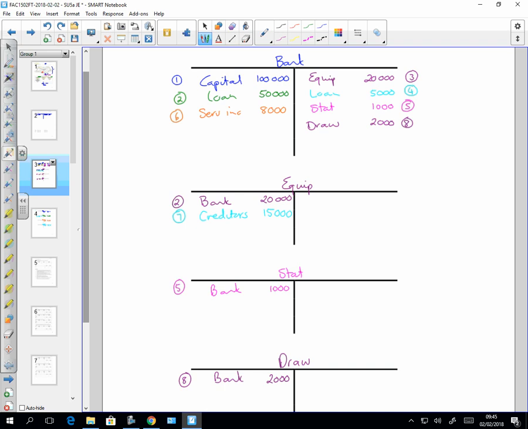So can you see the double entry principle? You pick the 2 accounts. One must be a debit, one must be a credit. Once you've decided where bank goes, the rest kind of just follow, didn't they?